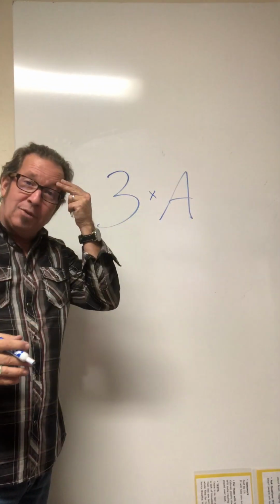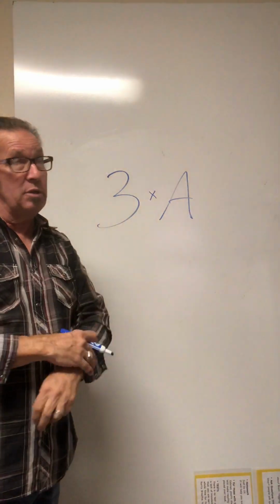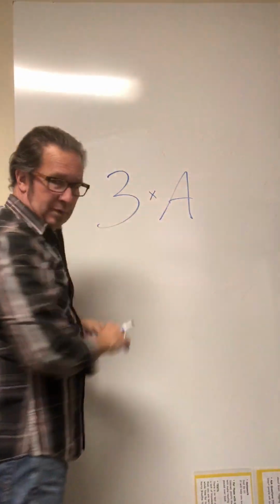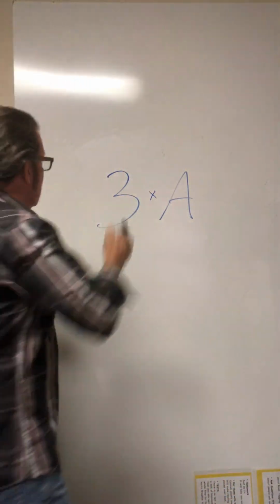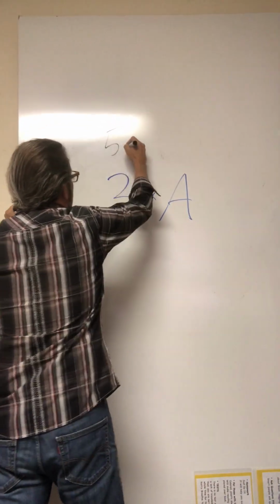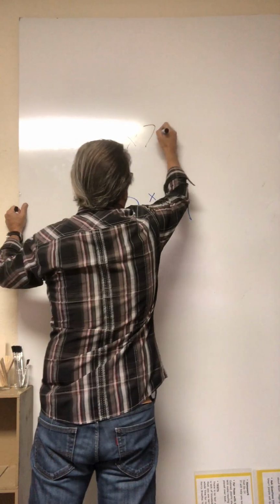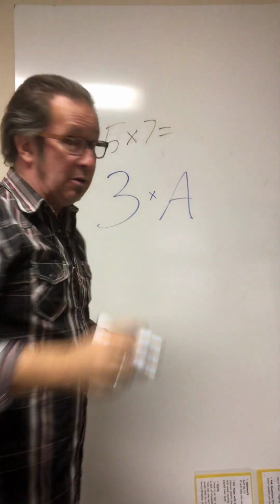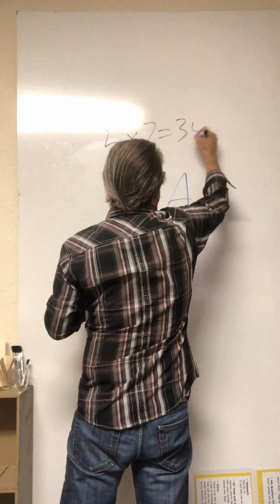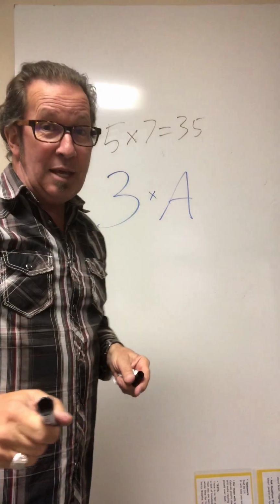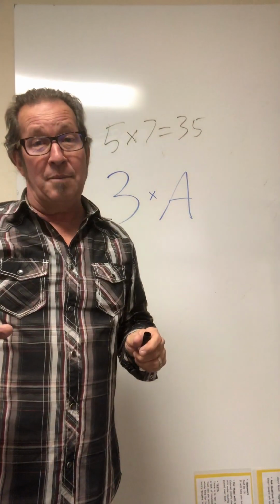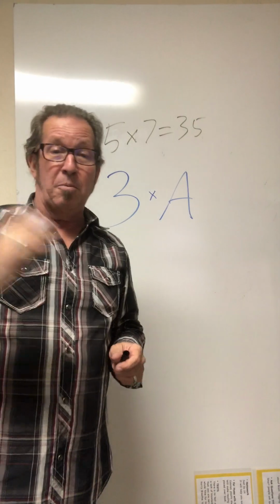Do you remember, have you seen this before? Like, let's say we were saying, what's 5 times 7? Here, let me switch colors. So if we said 5 times 7 equals, you better know the answer, 35. By the way, if you don't know times tables, you are going to have a tough time. If you don't know times tables, you need to go back and review.